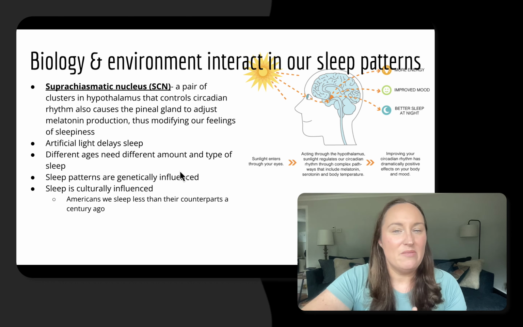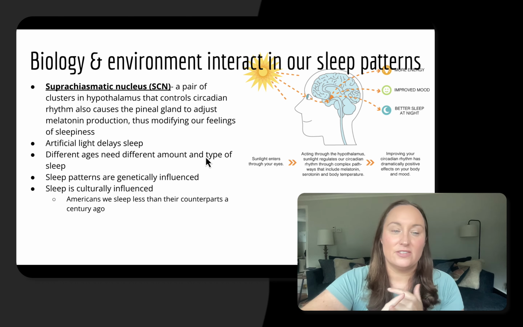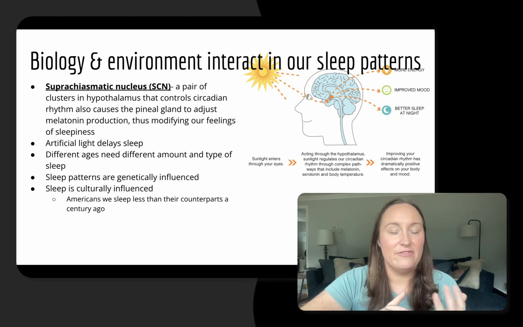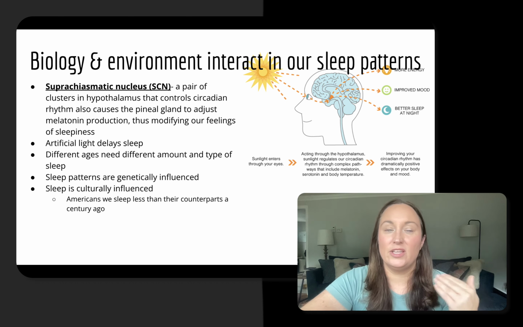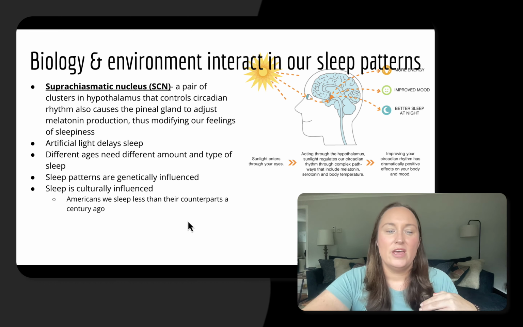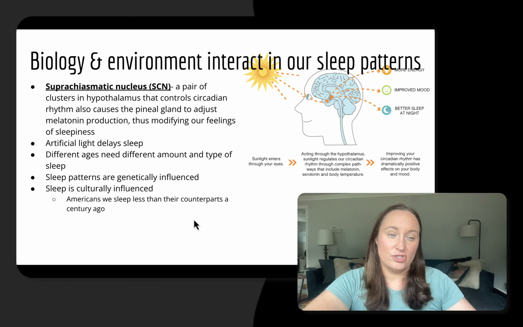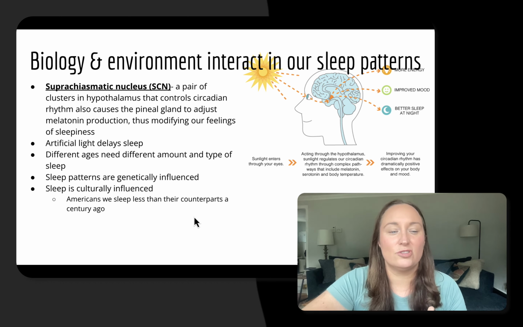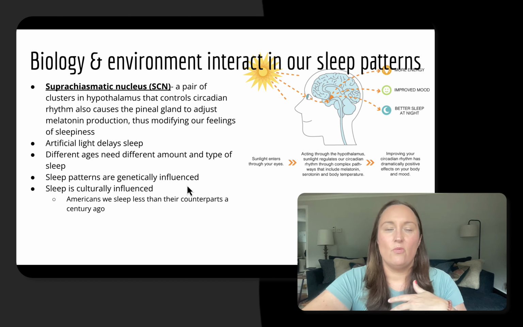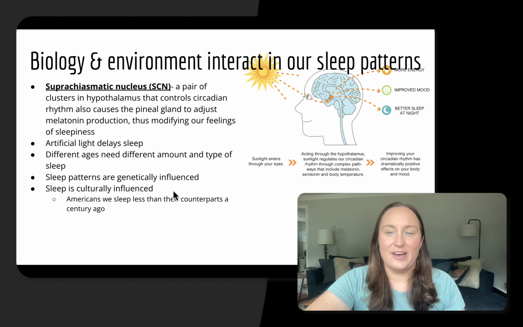So what impacts this? Well, artificial light, you already know, looking at screens, just the invention of the light bulb has really altered people's circadian rhythm. So even though sleep patterns are genetically influenced from an evolutionary perspective, they're also culturally influenced by what your culture does, like how much you're looking at devices, things like that.